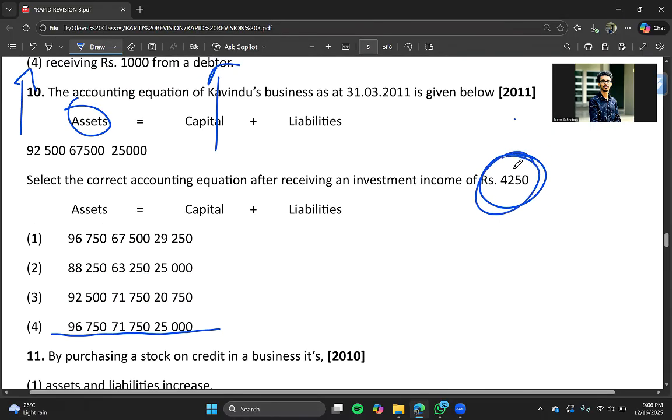And then the value 4,200 goes to assets and the capital values.